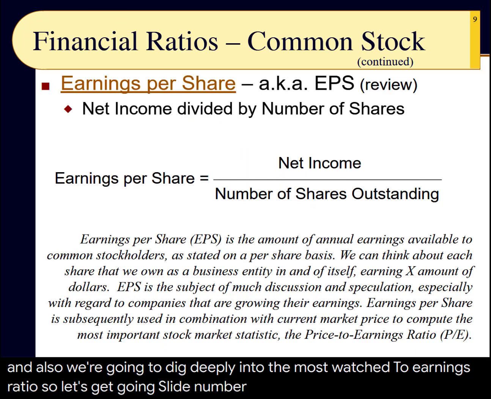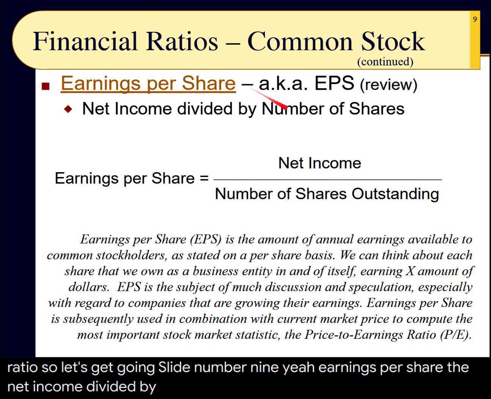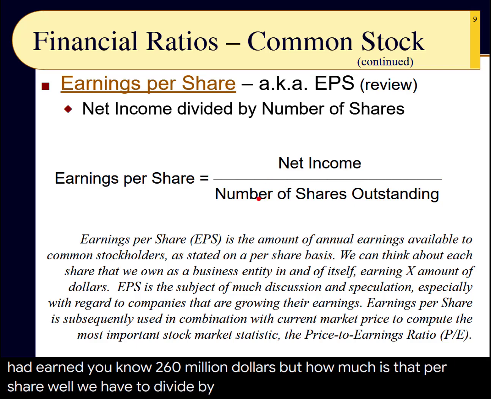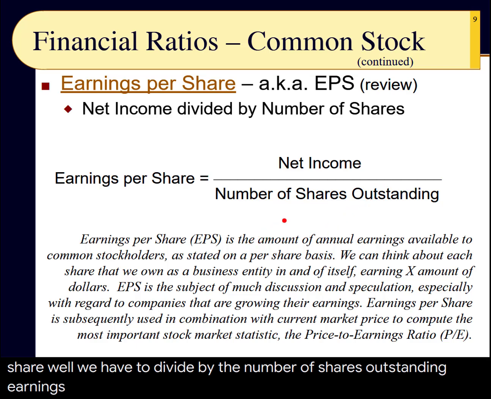Slide number 9. Earnings per share: the net income divided by the number of shares. We saw that Sprouts had earned $260 million. But how much is that per share? Well, we have to divide by the number of shares outstanding. Earnings divided by shares gives us the earnings per share.